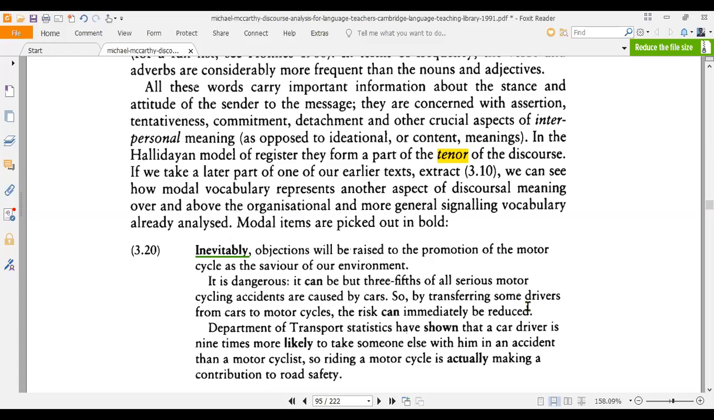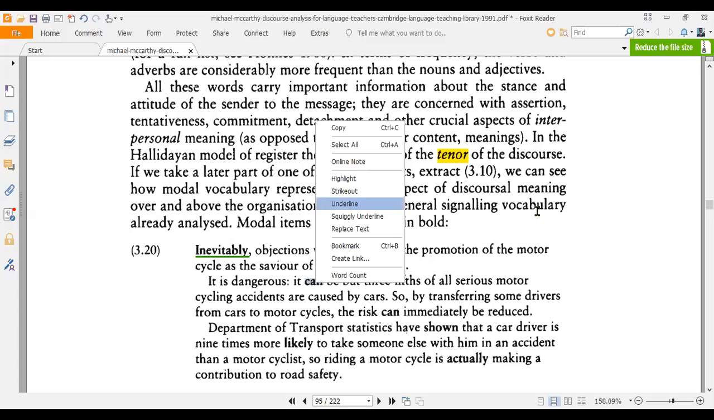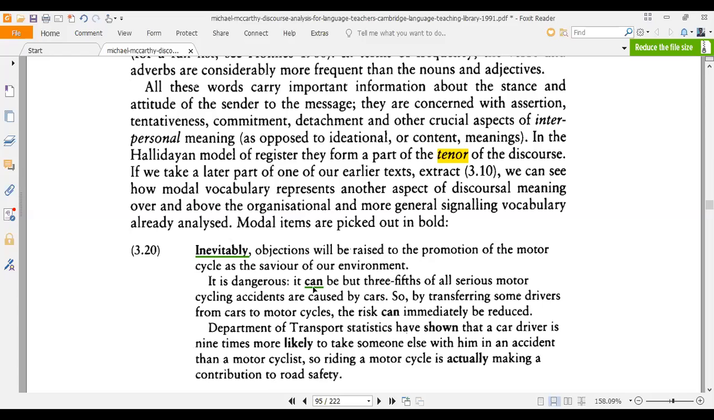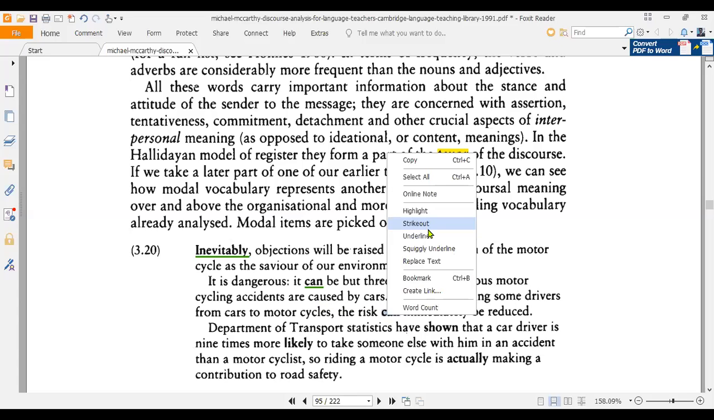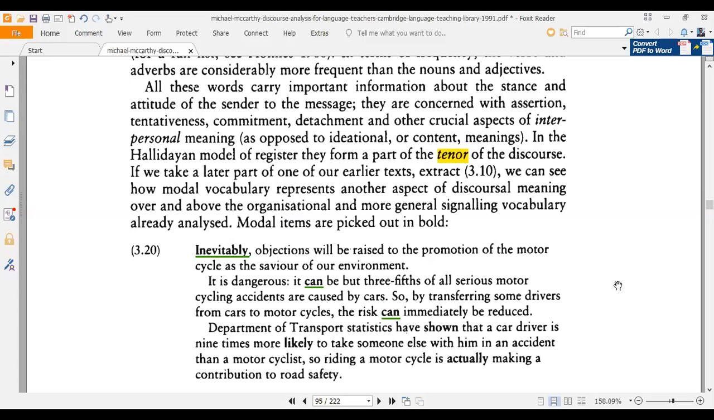So by transferring some drivers from cars to motorcycles, the risk can immediately be reduced. Here, given the modal "can" and its meaning, you can see that it expresses possibility, therefore it's called classic epistemic. And here is another use of "can", also with the meaning of possibility, therefore it's also a type of classic epistemic. Now we will move on to the next words.